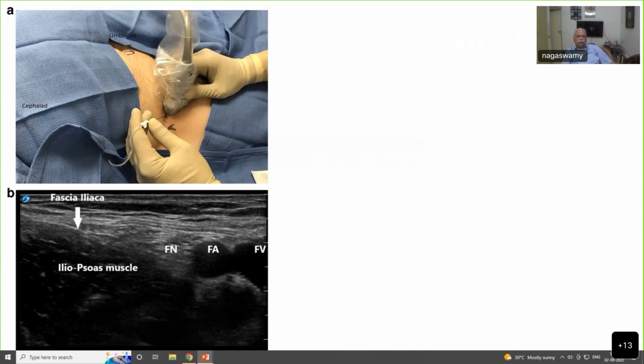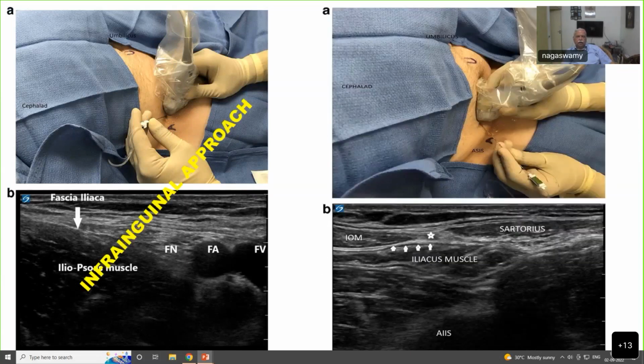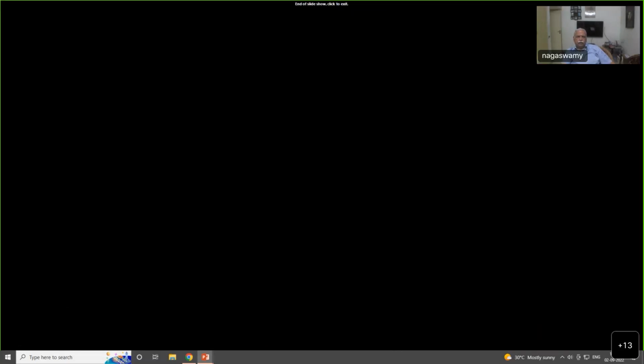As I showed earlier, you can see this is the pubic tubercle mark, that is the iliac spine. This is the lateral 1/3. Probe is parallel to the inguinal crease. And this is the infra-inguinal approach. And you can see the same thing. Anterior superior iliac spine is there, but the needle is above that. Whereas here it is below the anterior superior iliac spine. And so this is the approach where you see the sartorius muscle, external oblique, iliacus, all these things are seen in this. This is the supra-inguinal approach. Okay?